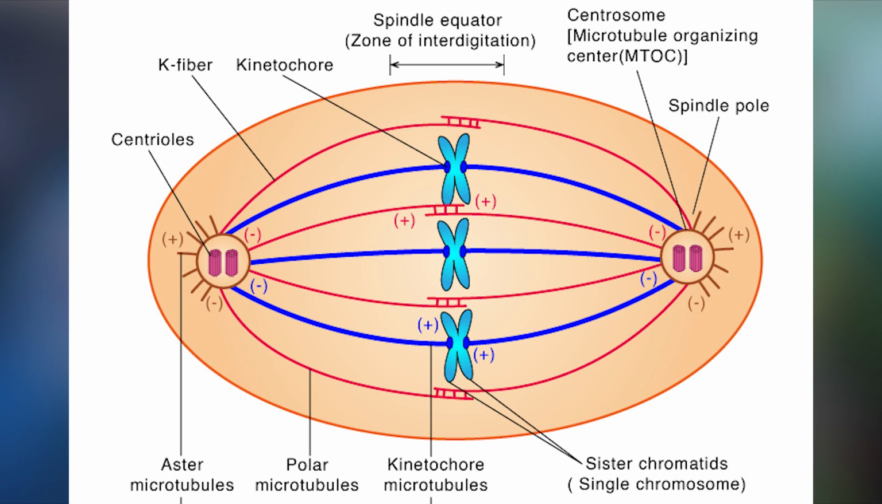So there are three main elements to the spindle apparatus. The spindle microtubules, the proteins that are associated with the microtubules and help with the attachments and so on. We won't really talk about those too much. And the third element, the centrosomes. So let's look at each of those in turn.